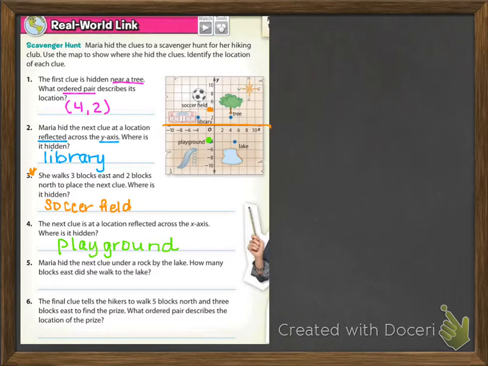Then it says Maria hid the next clue under a rock by the lake. How many blocks east did she walk to the lake? Now remember, you don't want to get tricked on this because each of these blocks is worth 2.